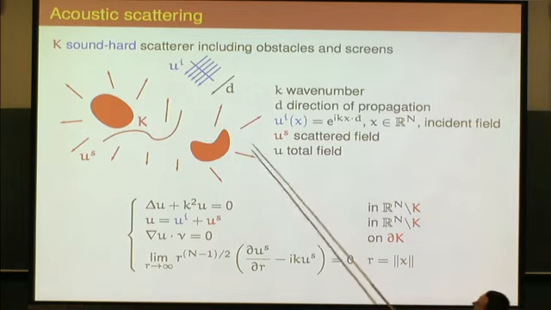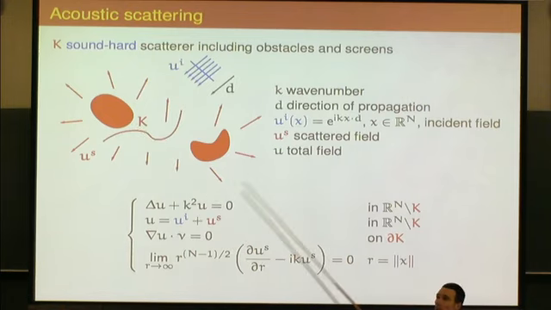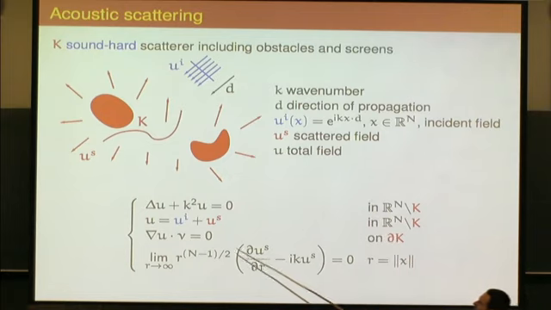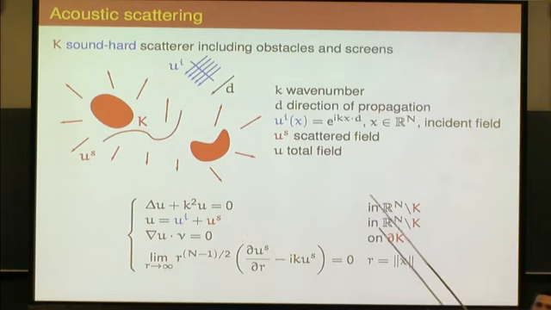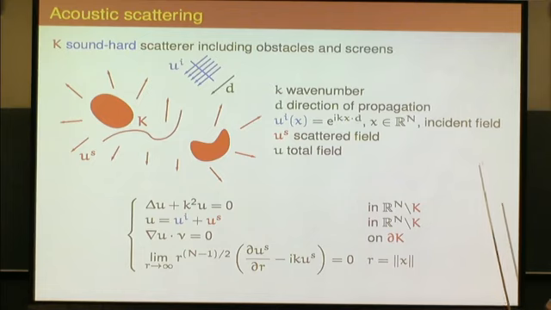And then, of course, depending on the nature of the scatterer, it satisfies different boundary conditions. And I'm focusing here on the case of a sound hard scatterer, so we have here a Neumann type boundary condition. Plus, of course, the usual radiation condition at infinity. What I'm interested in, of course, this problem, everybody knows that it has a unique solution, provided K is reasonably smooth, and so this problem is very well known.